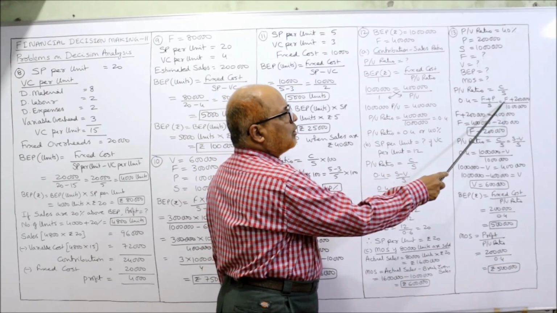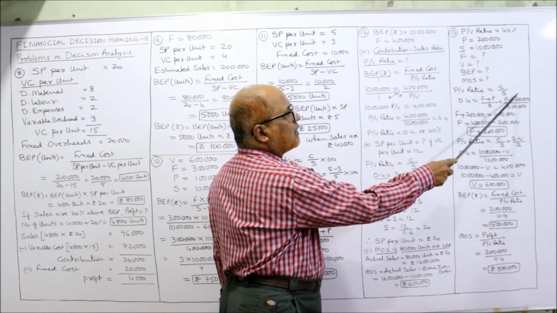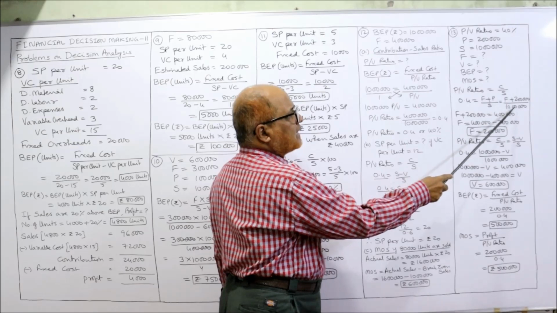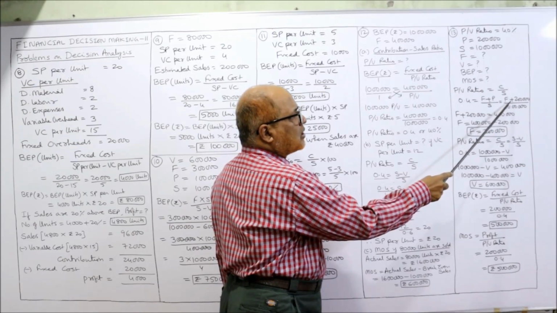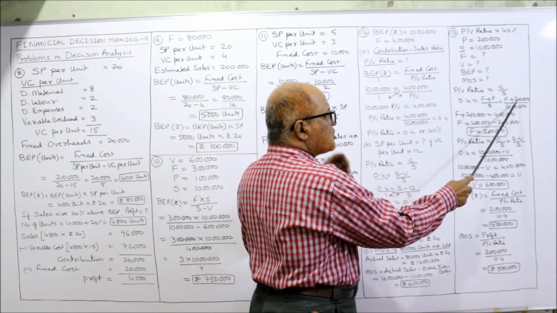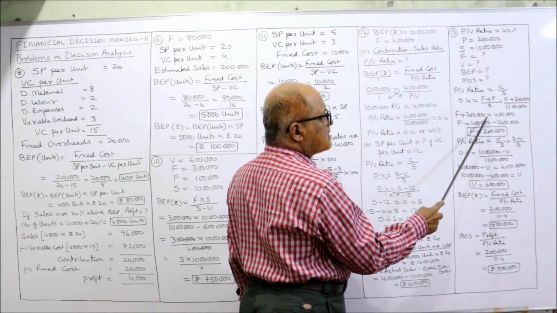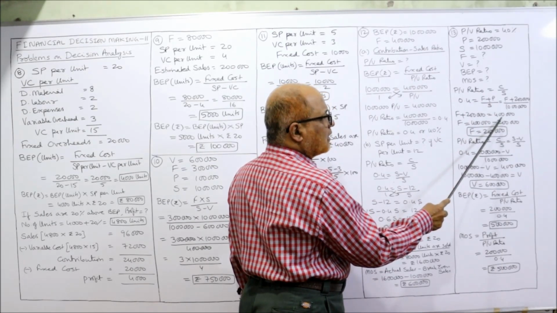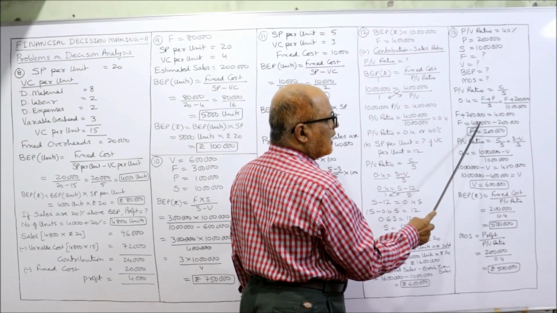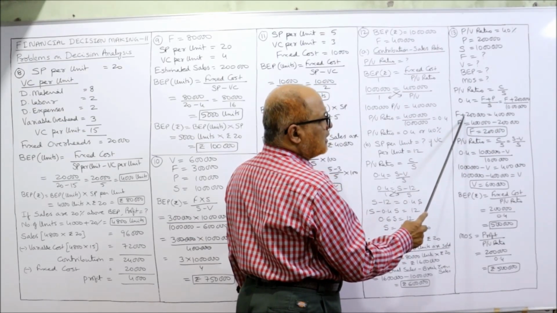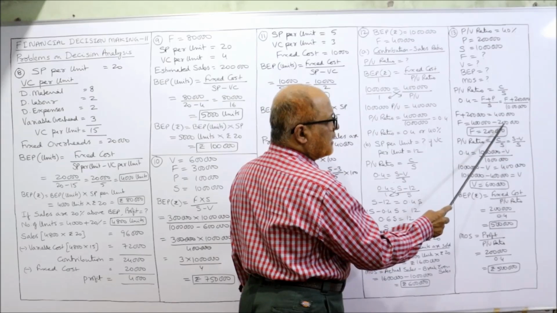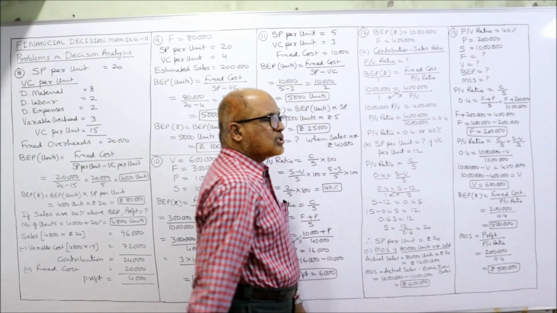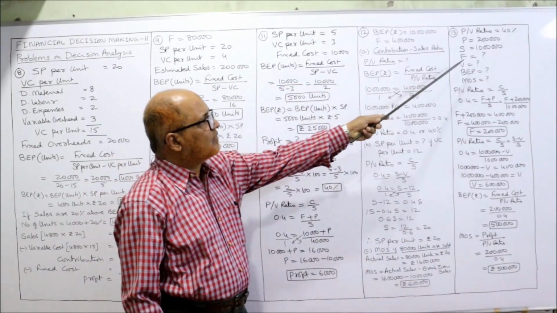So F we don't know, but profit is given in the problem, 2 lakh, and sales are given in the problem, 10 lakh, right? Now cross multiplication: F plus 2 lakh is equal to 0.4 into 10 lakh. You will get 4 lakh. So F is equal to 4 lakh. This plus 2 lakh, if I take it to the RHS, becomes minus 2 lakh. So fixed cost is 2 lakh. The first answer we got.